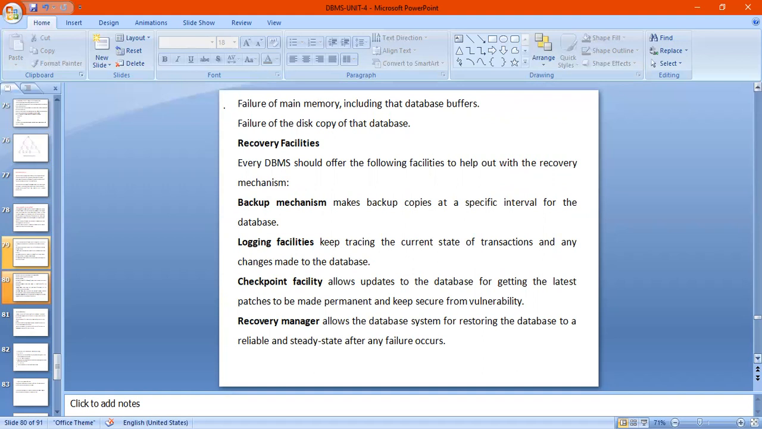Recovery facilities: every database management system should offer the following facilities to help with the recovery mechanism. A backup mechanism makes backup copies of the database at specific intervals. Logging facilities keep track of the current state of transactions and any changes made to the database. A checkpoint facility allows updates of the database to be made permanent and kept secure. A recovery manager allows the database system to restore the database to a reliable and steady state after any failure occurs.